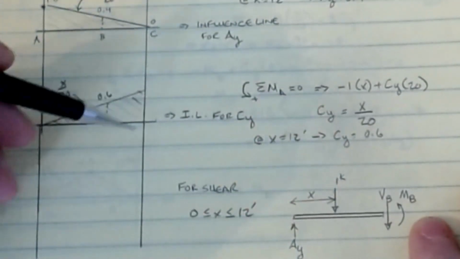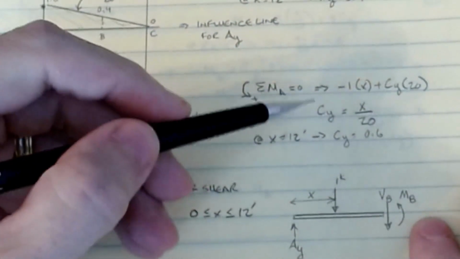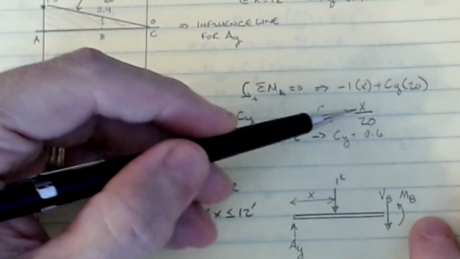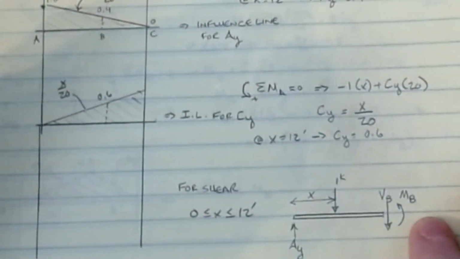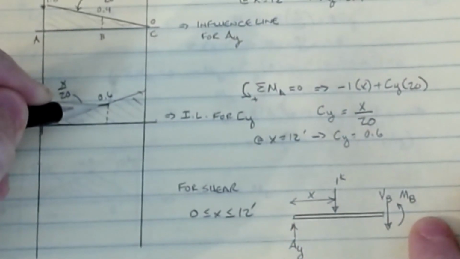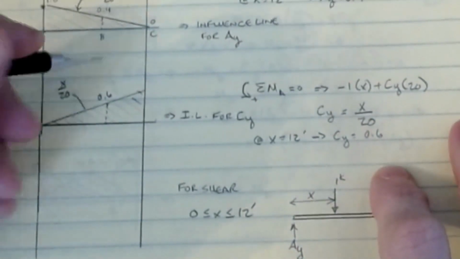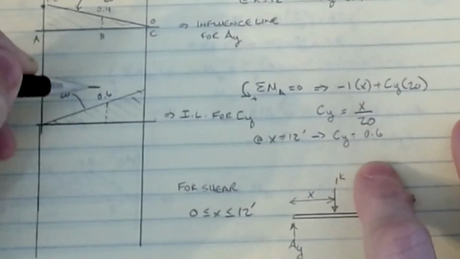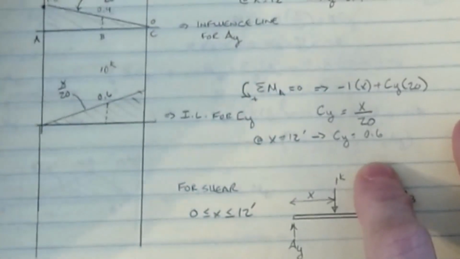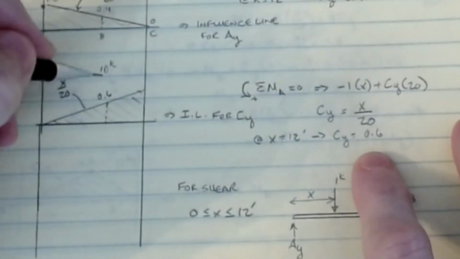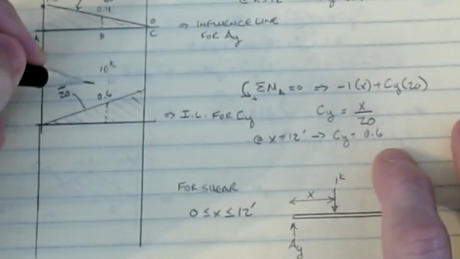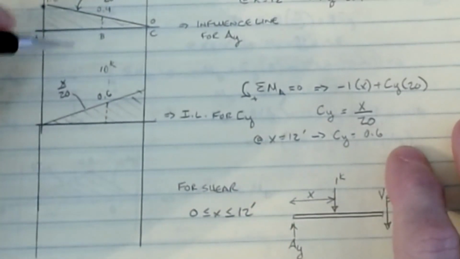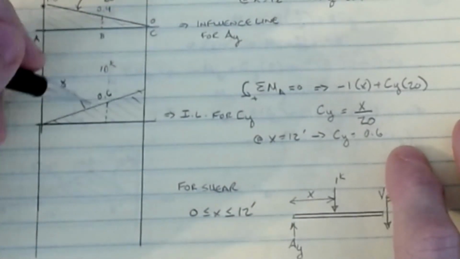Now I can do the same thing. If I want the reaction at C, I can sum moments at A. My CY then is X over 20. Again, this is that same form, X over L, that we talked about. So for my influence line, at X equals 12 feet, when the load is at B, my CY value is 0.6. What that means is that for every 1 kip of load moving across this beam, CY sees 60% of it. If I had a 10 kip load here, then the reaction at CY when the load was at this location will be 0.6 times 10 kips, or 6 kips. Then as it moves over, these coefficients start to change.